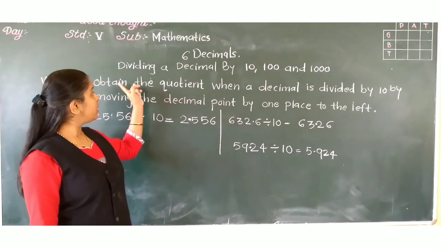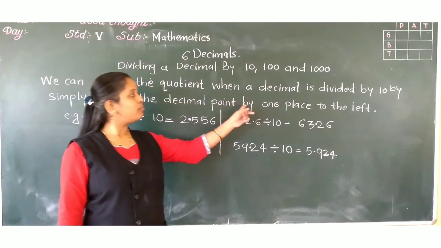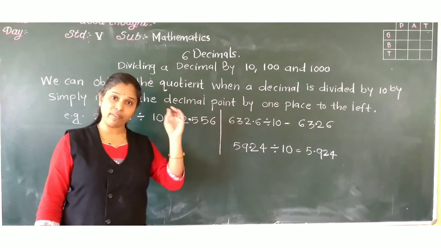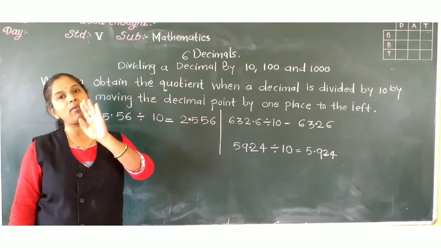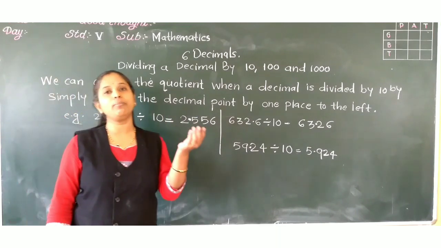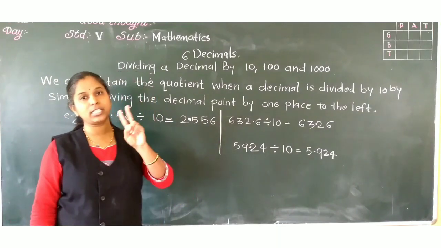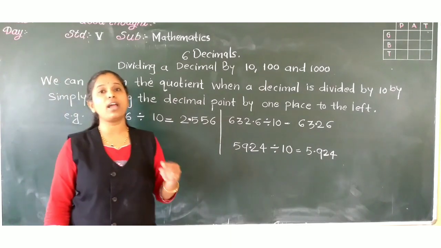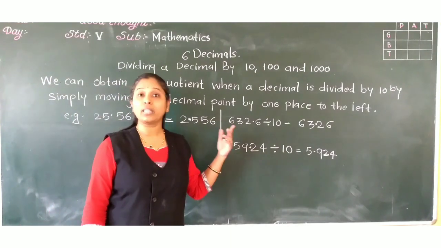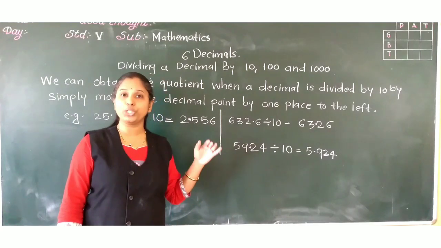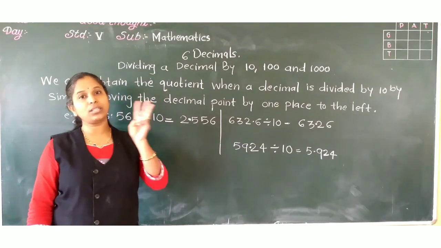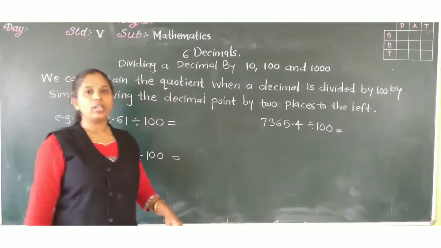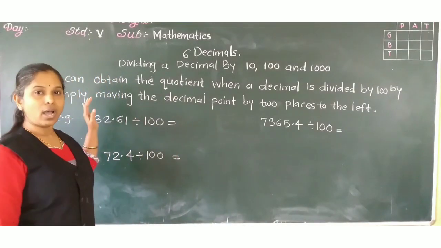When we are dividing the quotient by 10, okay? If you are dividing by 10, you have to shift by one place. If you are dividing it by 100, you have to shift the decimal by two places to the left side. If you are dividing the decimal by 1000, then you have to shift the decimal by three places to the left side. Follow? Now we will see dividing by 100.